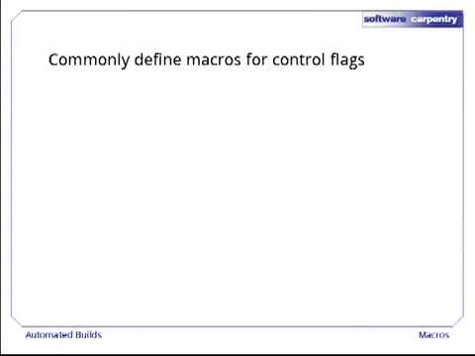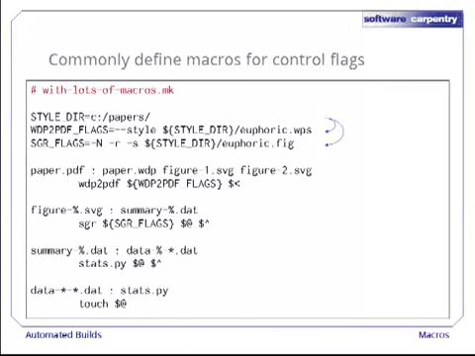Back to our Makefile. It's common practice to use macros to define all the flags that tools need, so that if a tool is invoked in 2 or more actions, it's passed a consistent set of flags. Here, for example, we're defining styledir to point to the directory holding our style files, then using that definition in 2 other macros. The first, WPD to PDF flags, is the single flag and argument we want to pass to the tool that turns our word processor file into a PDF. The second, SGR flags, combines styledir with a couple of other flags to build the arguments for the tool that turns data files into SVG diagrams.